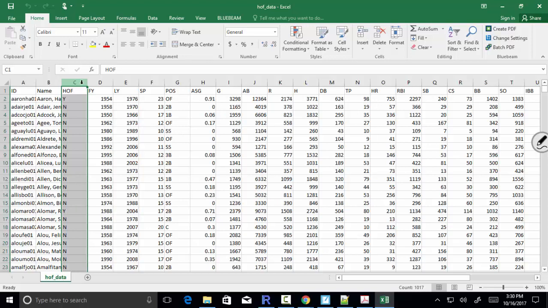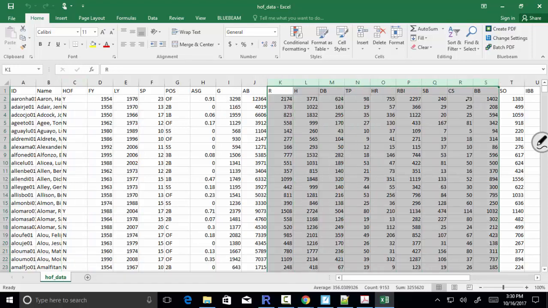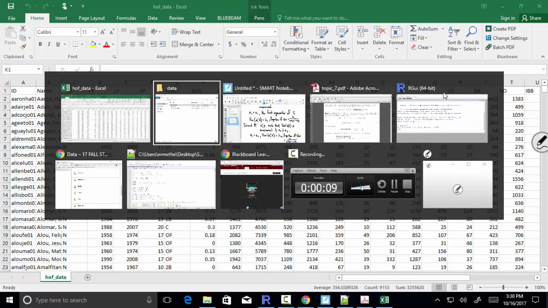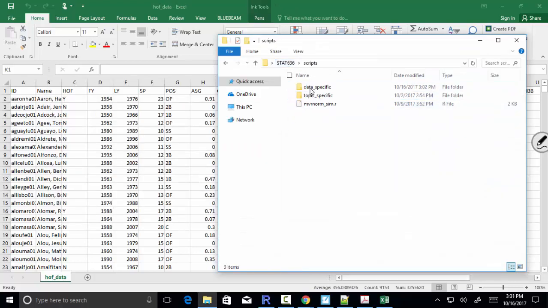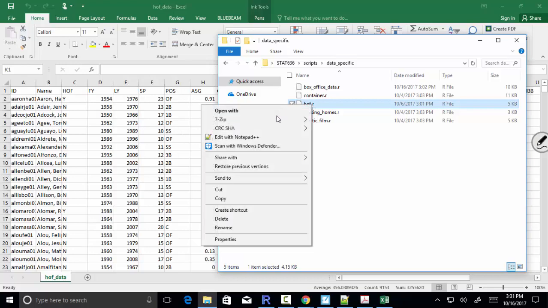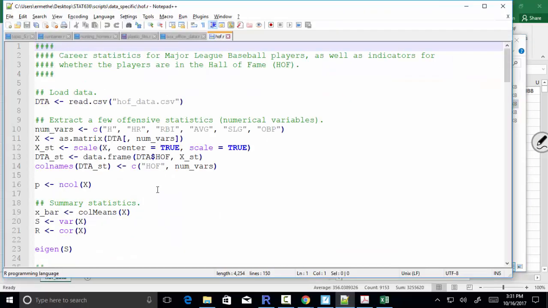For now, let's just think of these as a collection of variables. Principal components is for numeric variables. So we could pick a few of these numeric variables, we have plenty to play with, and try to explain them with a smaller number of variables. Let me open up the script, hof.r. Okay. So this is the hof.r script from eCampus.